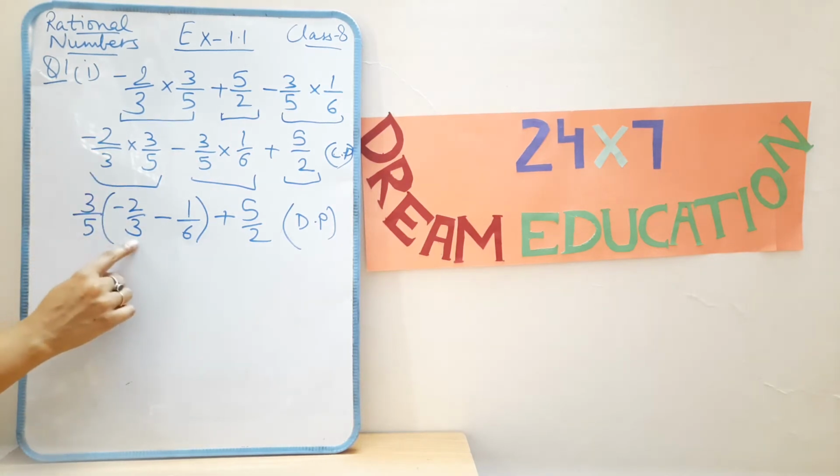Just have a look. If you multiply it with this, you'll get this. If you multiply it with this, you'll get this. So it is actually the distributive property, but in reverse order, that is, from left to right we have written it. So this is called the distributive property.